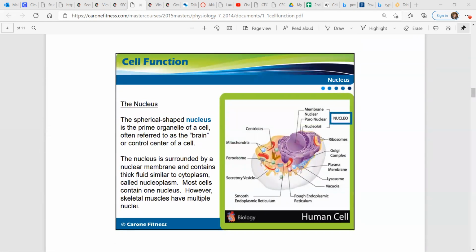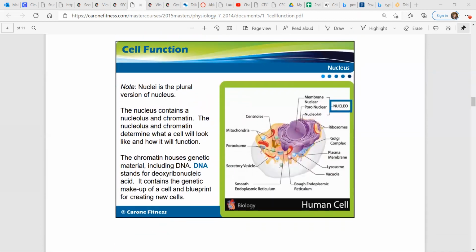The nucleus. This is the spherical shape at the center of a cell, really. And it's the prime organelle. It's the brain or control center. It's surrounded by a nuclear membrane and contains thick fluid similar to cytoplasm, but it's called nucleoplasm. Most cells contain one nucleus. However, skeletal muscles have multiple nuclei. So nucleus is a single nucleus. If there is more than one nucleus, you call it nuclei.